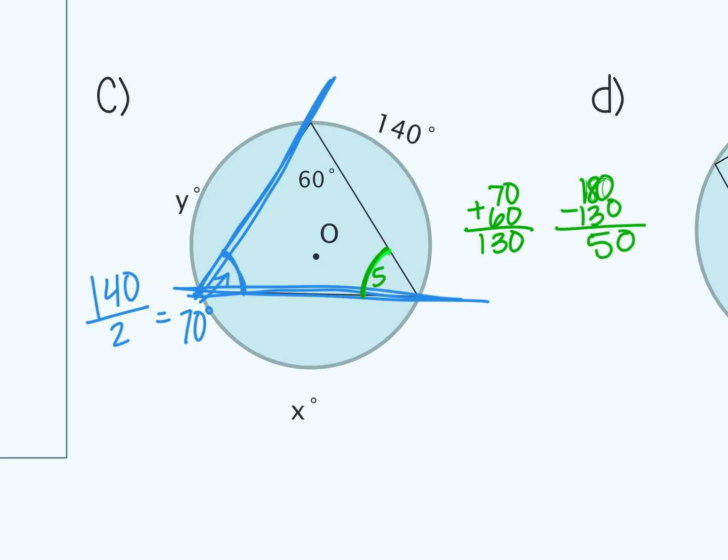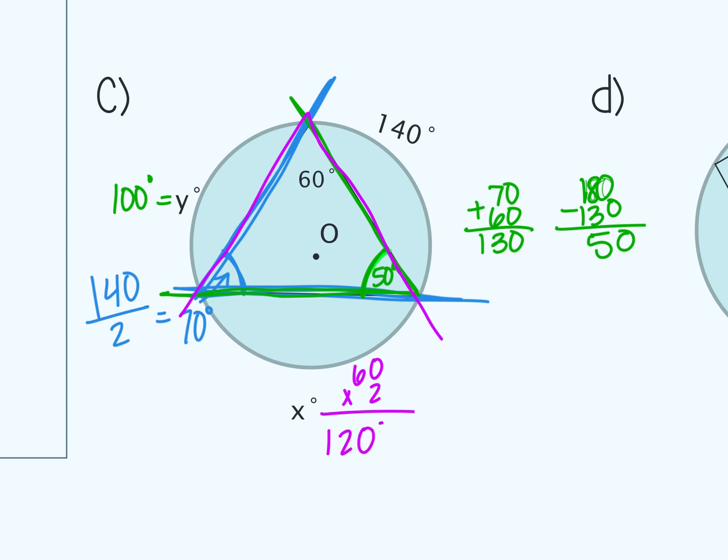50. Now, if I know that this is 50 degrees, how would I find my y? Times 2. Good. 50 times 2 is? 100. So y is going to equal 100 degrees. And then my last one, if I know that this angle is 60, how would I solve for x? 60 times 2, what would I get? 120, and I'm done. So my two answers should be y is 100 and x is 120.